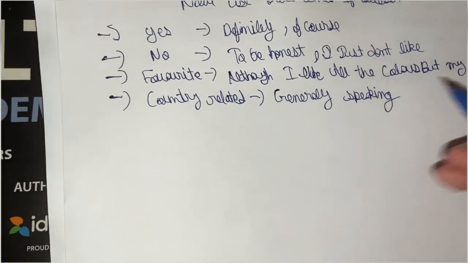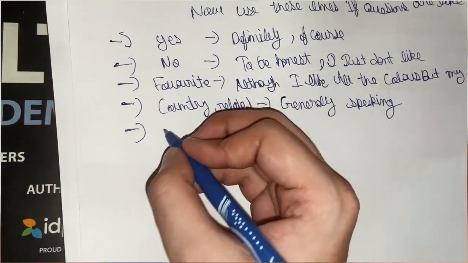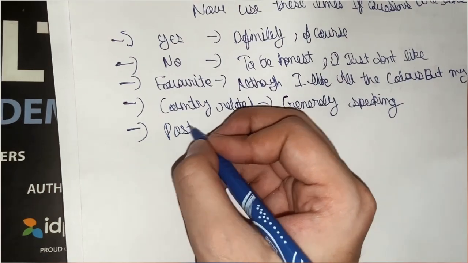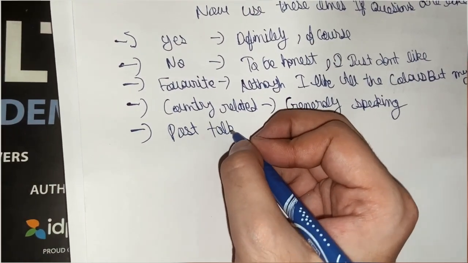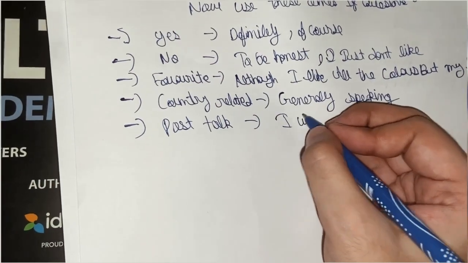And if there is a question that is related to your country, like India, America, Japan, China, Dubai, in whichever country you have lived, you should say generally speaking. So if there is a question related to your country, you should say generally speaking.